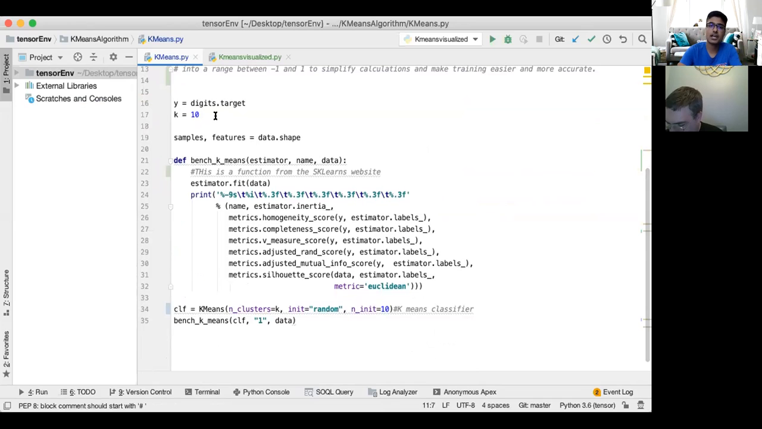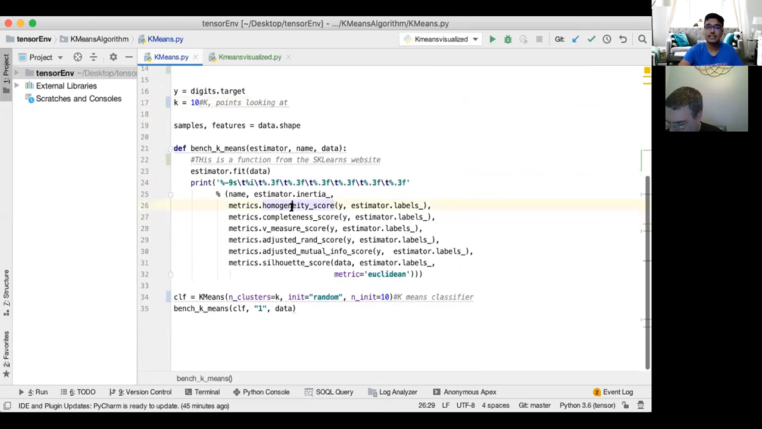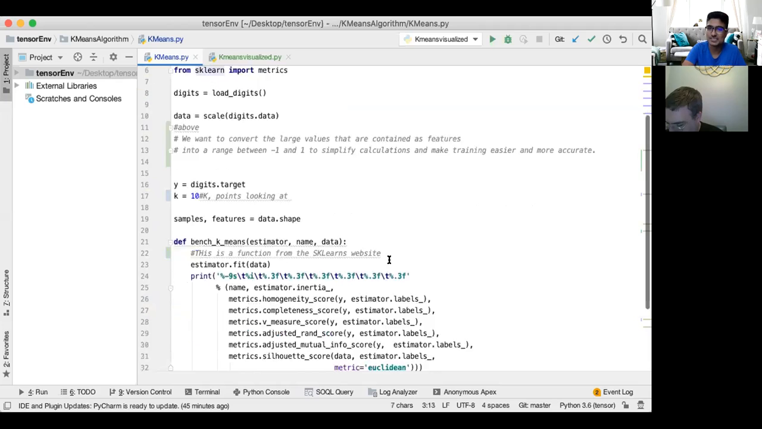And then we go down here, we have declared our k value. This is the number of points we are looking at from last time as well. And then this is a function which I did not write. This is from the sklearn's website. If that sounds familiar, yes, that is the import we just used.